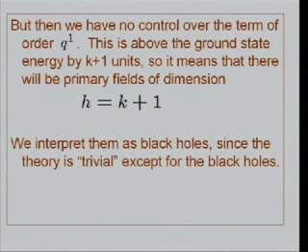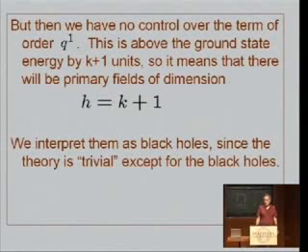And since they're uniquely determined, we have no control over the term of order q. It's above the ground state by k plus 1 units, so there will be primary fields of dimension k plus 1. Well, we interpret them as black holes since the theory is trivial except for the black holes.